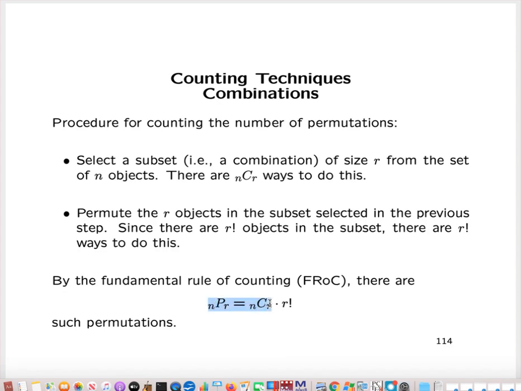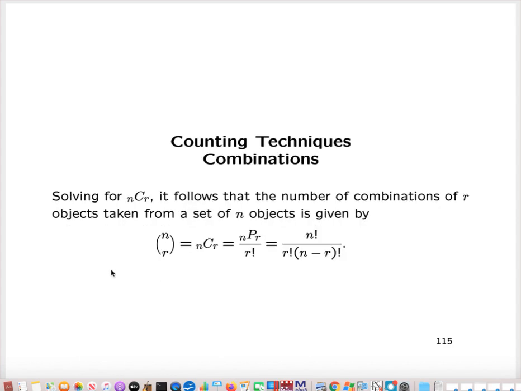So let me just point out we have an equation here, and there's only one thing that's at this point unknown. We know the formula for this quantity, and we know what this quantity is, but we don't know this one. And so to get the unknown, all we have to do is divide through by R factorial. And so that's what we're going to do.